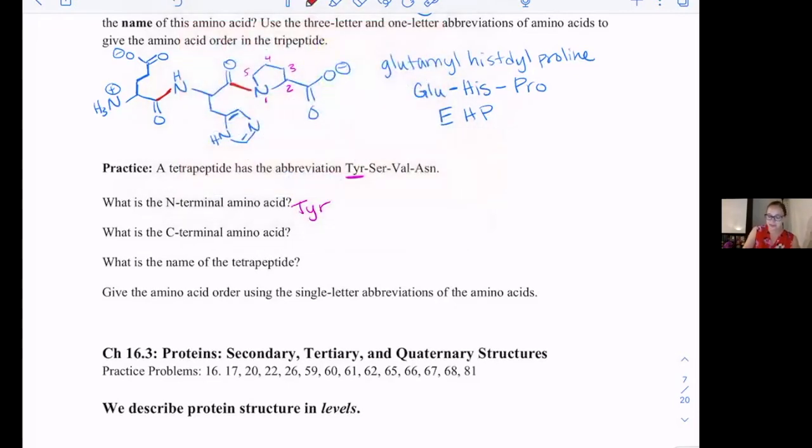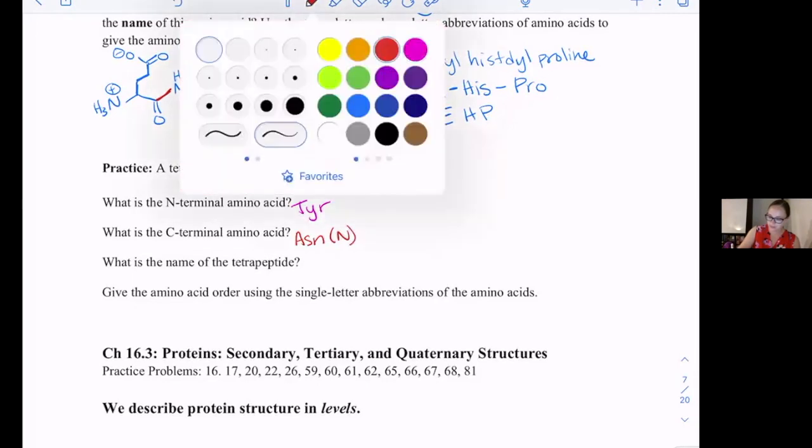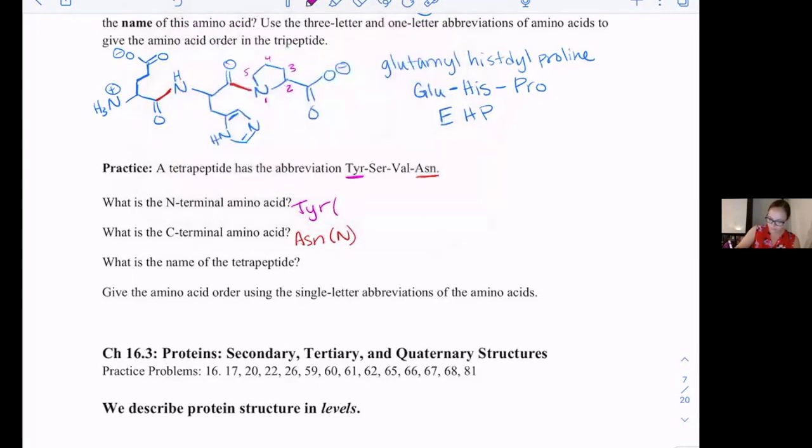What is going to be the C-terminal amino acid? So C-terminal is going to be the very end, so we'll have ASN. We'll put the initial for it too. So that's just the one letter abbreviation. What is the name of this tetrapeptide?